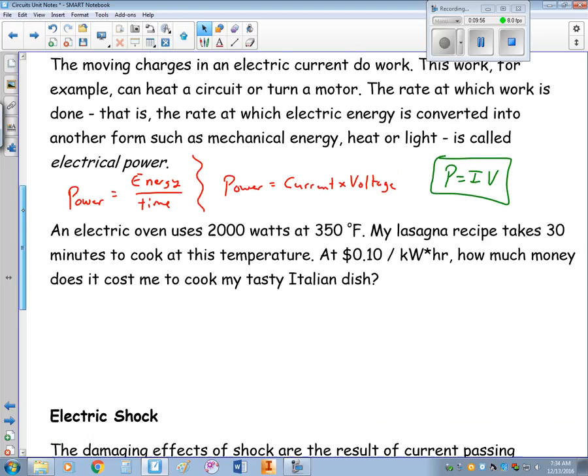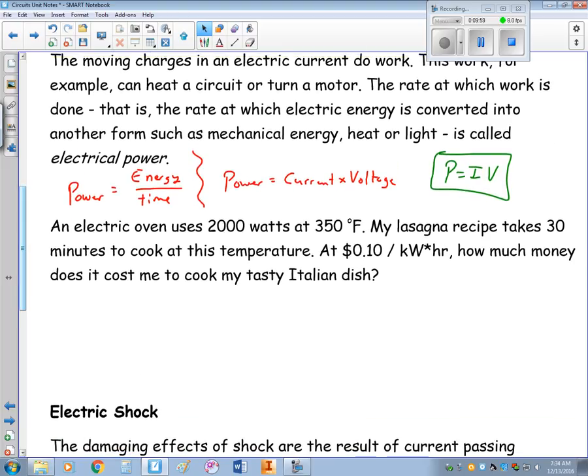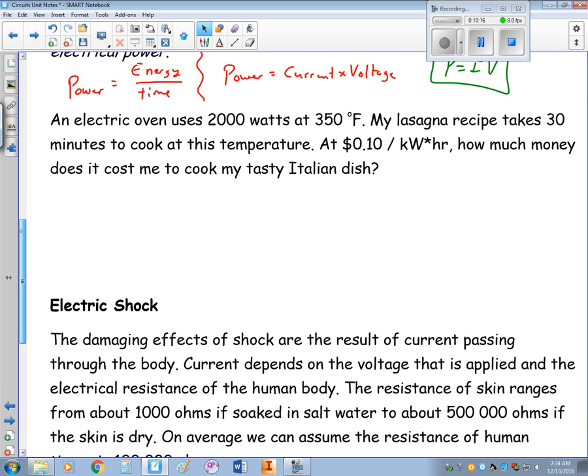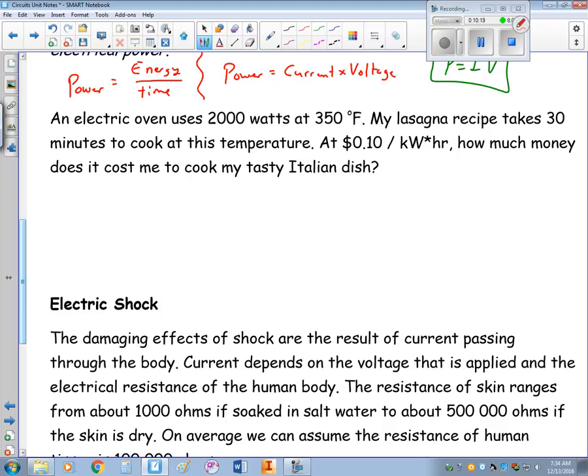So an electric oven uses 2,000 watts at 350 degrees Fahrenheit. My lasagna recipe takes about 30 minutes to cook at this temperature. So at 10 cents per kilowatt hour, how much money does it cost for me to cook my tasty Italian dish? Well, first off, I need to convert the 2000 watts into kilowatts. Next, I need to convert my time into hours.